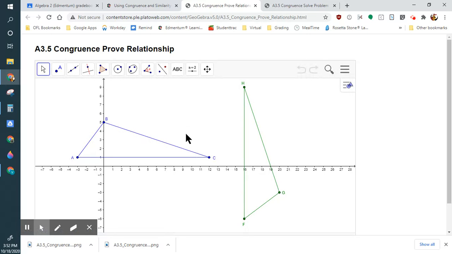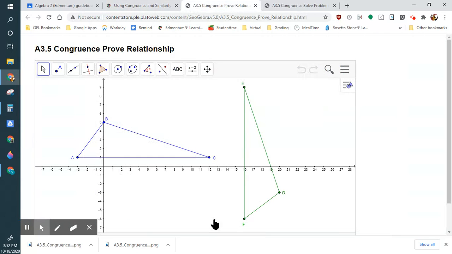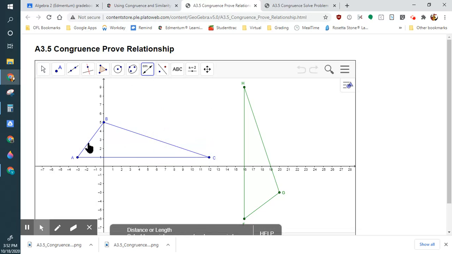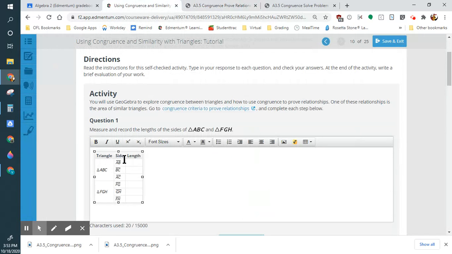We've already done this, I swear, like a bunch of times. So they want us to prove it with side, side, side, it looks like. So me being the lazy person I am, I'm literally just going to click this, click that, click that. So I have 5, 15, and 12.65. So I'm assuming this is going to be 5, this is going to be that 12.65, and this is going to be that 15. So these are congruent by side, side, side.